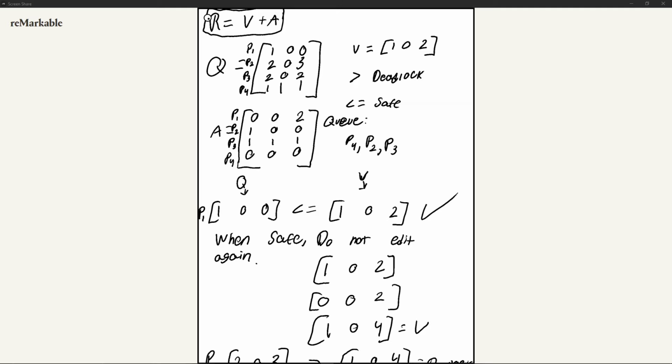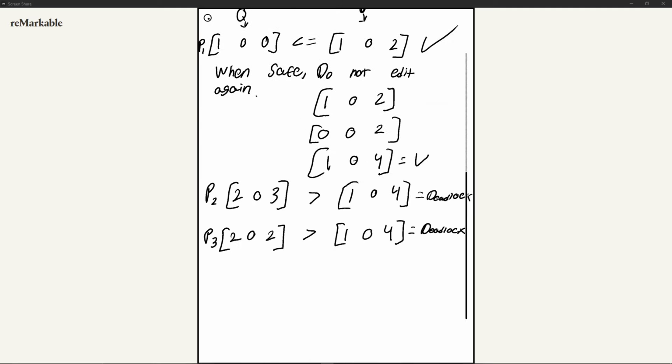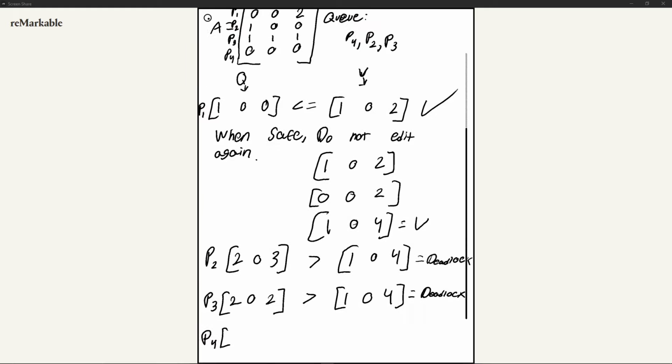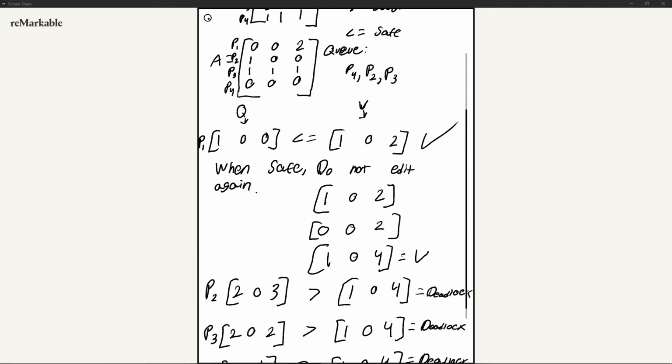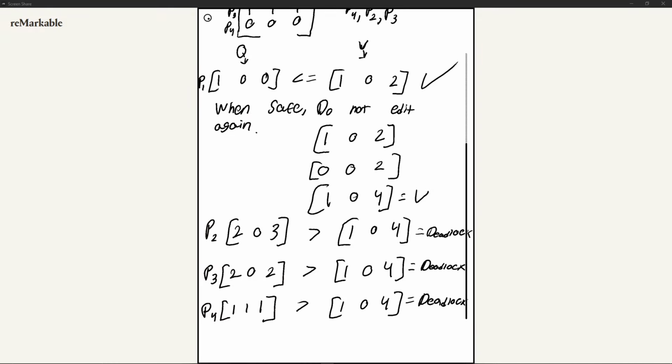Okay, and now we just need to do P4. P4 here, we'll say, is 111. Now, 104 against it is a deadlock, because if we check 1 and 1, it's equal. We check 1 and 0, 1 is greater than 0. Therefore, this is deadlocked. Okay, now, that's it. These processes are deadlocked: P2, P3, P4, and P1 is safe.